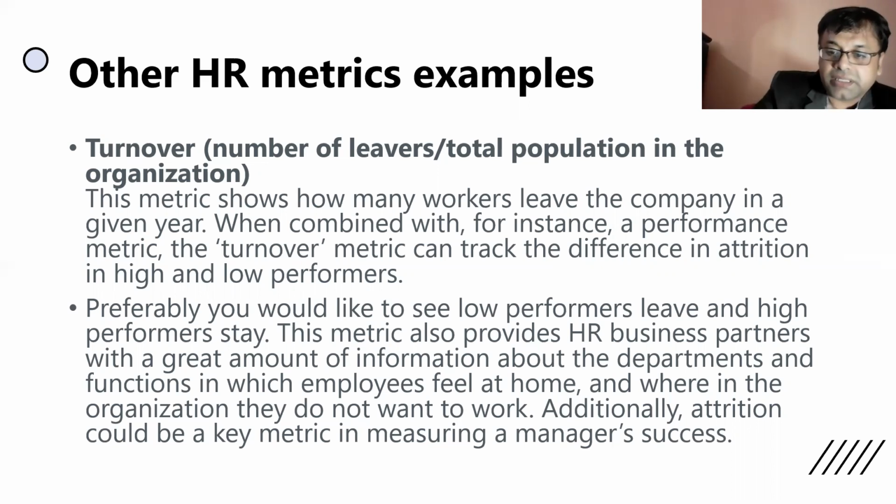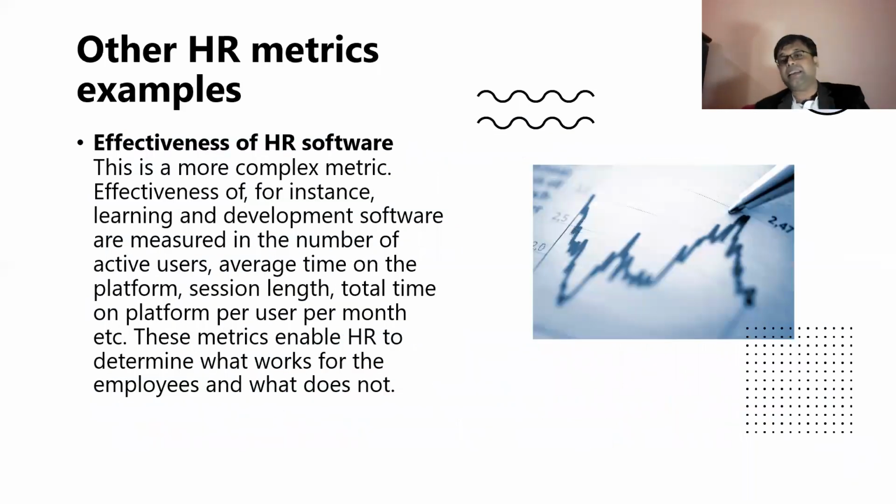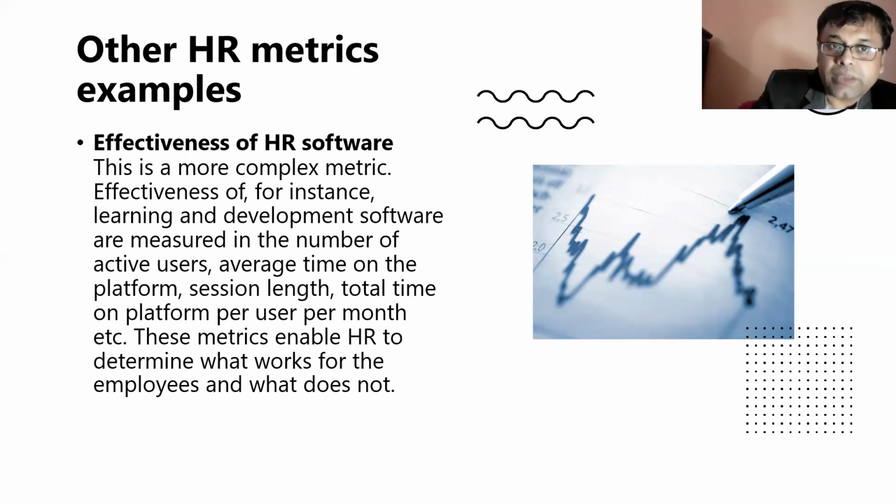So this is the example. Next one is the effectiveness of HR software. That is very important. For example, you have a training and development software. You need to check how many active users there are, that means whether the employees are liking this software or not. What is the per day usage? How many different certifications have been completed? Through that, you can analyze the efficiency of the HR software. If the employees are not utilizing it, that means they are not liking it, it is not engaging, not effective. So you may have to replace that particular software. That is also a very important thing.